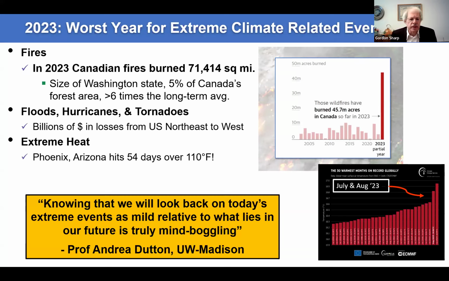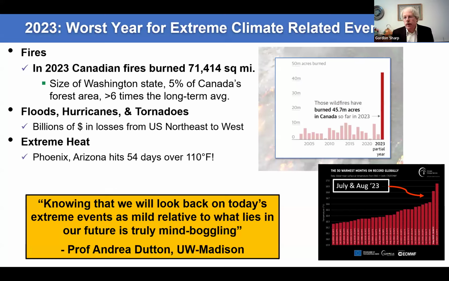One of the things that came on my radar, and that was pretty impressive, in a negative way, was the Canadian fires. You may have been subjected to some of the smoke that came down from Canada into the US, or experienced it in Canada. The amount of forest burned was equal to the size of Washington State, about 71,000 square miles. About 5% of Canada's forest area was burned. You can see in the graph on the right, that's more than 6 times the long-term average. So very significant.